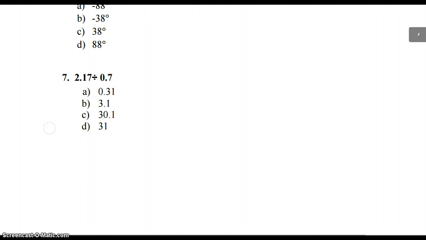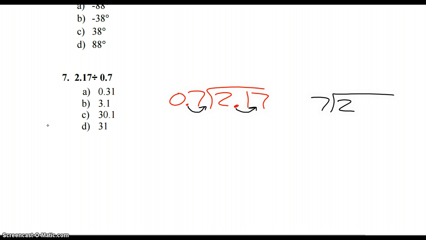Alright, number 7, simple division problem. My guess is they're not going to give you a calculator for this, so they're going to test your knowledge on dividing decimals. So this is 2.17 divided by 0.7. Another way to look at this is how many 0.7s go into 2.17. To make this easier, if we move this decimal over one spot, then we're going to also move this decimal over one spot to keep things consistent. It's kind of like multiplying both of those by 10.